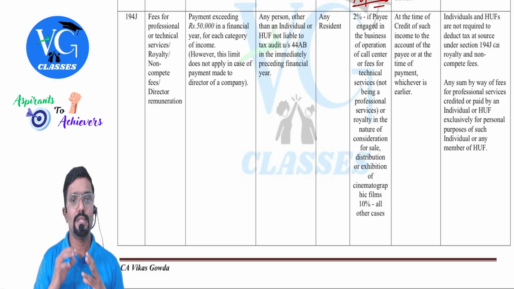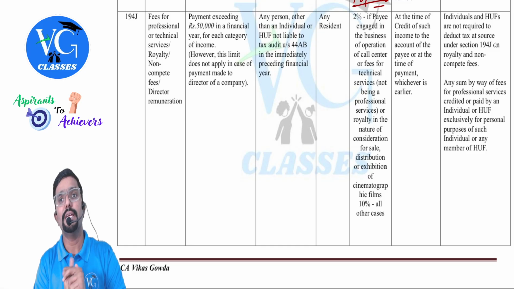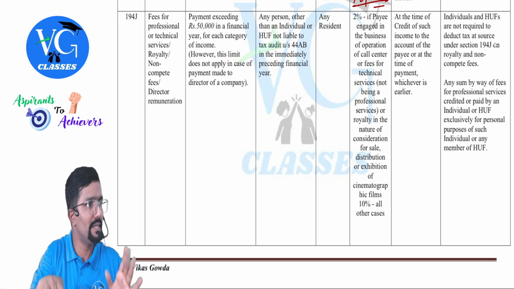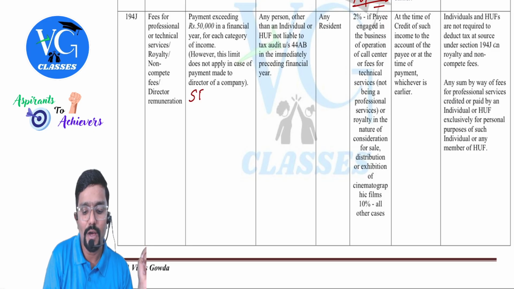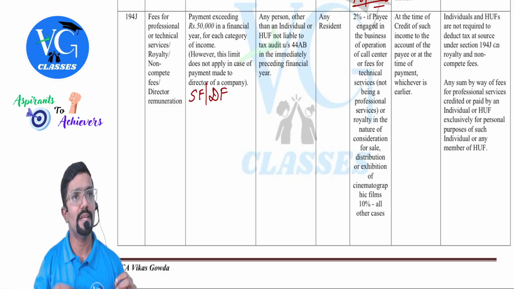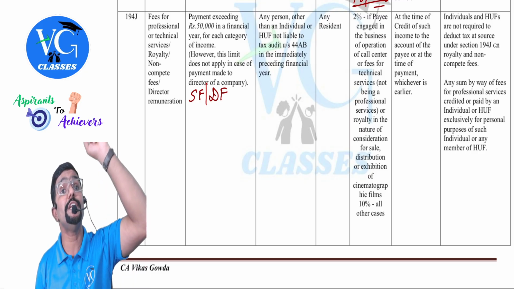However, this limit does not apply in case of payment made to a director of a company. Guys, for payment made to a director of a company, what is covered here is sitting fee or director's fee, not salary. Because if a director is an employee of a company and is getting salary, then TDS would have been deducted on salary income under section 192.